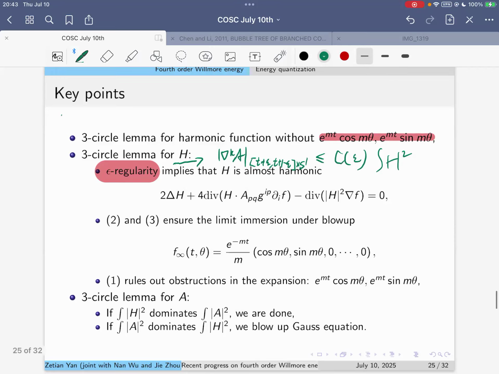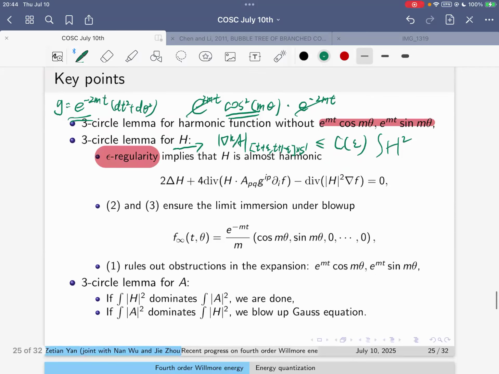And right now, because the metric under the blob is this guy, okay, so you can see that for this exponential mt cosine and exponential mt sine, their L2 norm is exactly given by the following. And here you need to multiply exponential minus 2mt. And you can find that the exponential term will be cancelled. And for the cosine term, okay, the integral is constant on a fixed length tube. Okay, so it sounds like we need to rule out these two obstruction terms.